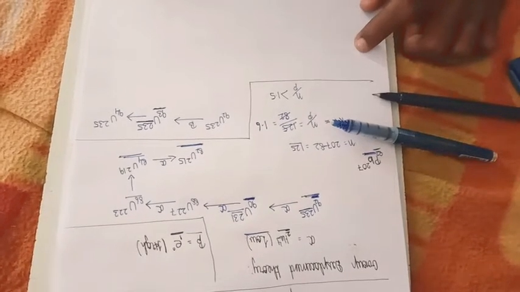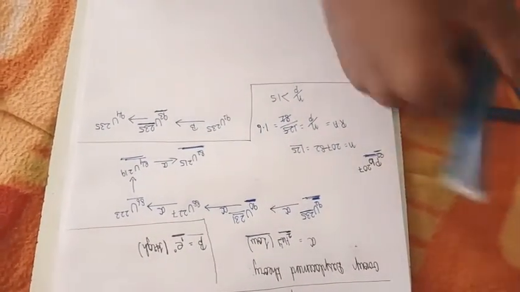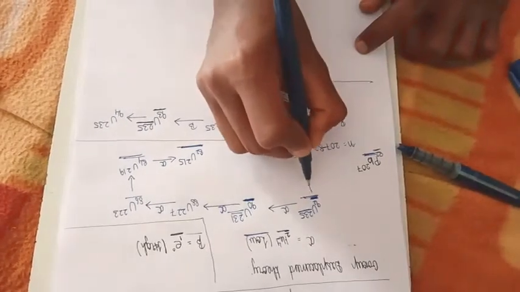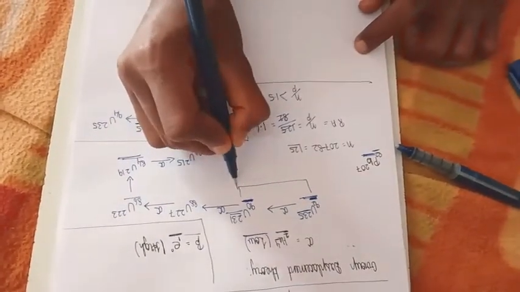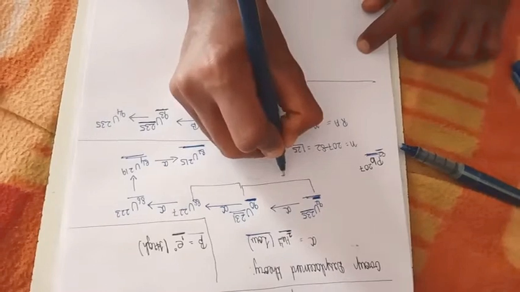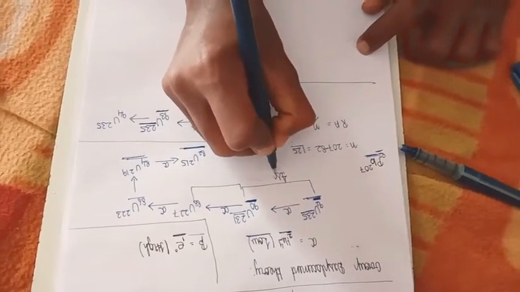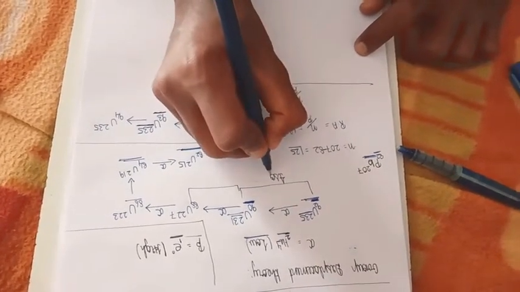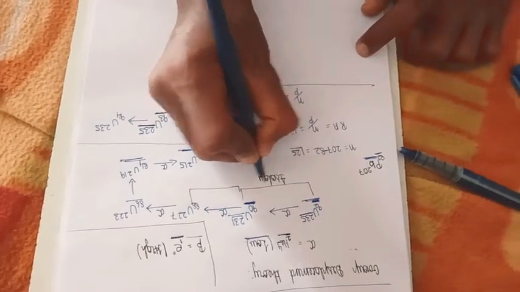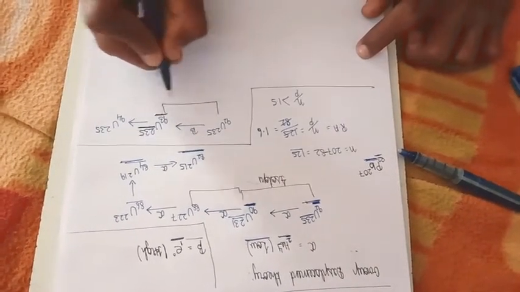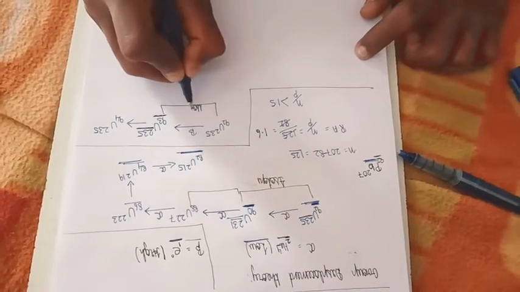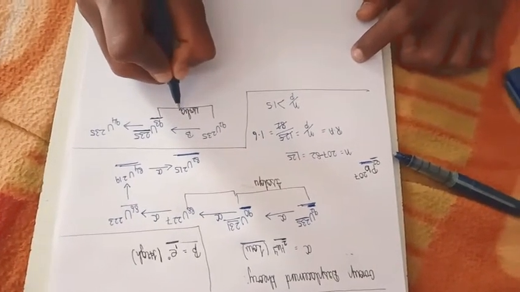How should we calculate? First of all we should write these all are isotopes, and these all are isobars.